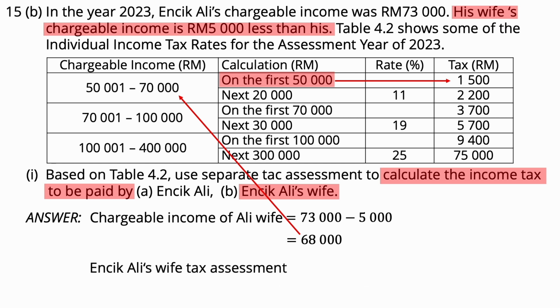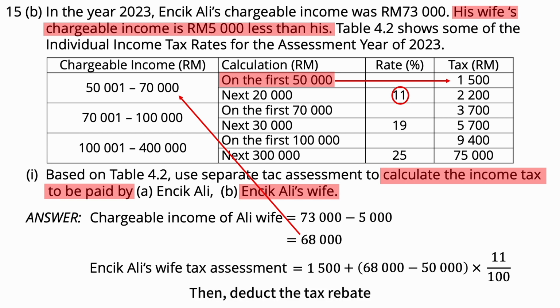Ali's wife's tax assessment equals base tax, 1,500, plus the tax on next balance. 11% to be charged on next balance. That's 68,000 minus 50,000 times 11%. Then, deduct the tax rebate. No tax rebate for Ali's wife's tax assessment. The calculated result is 3,480. Therefore, the income tax to be paid by Ali's wife is 3,480 ringgit Malaysia.